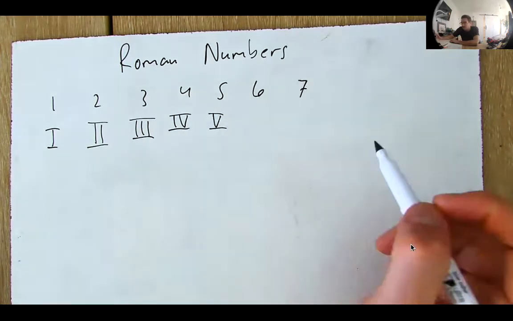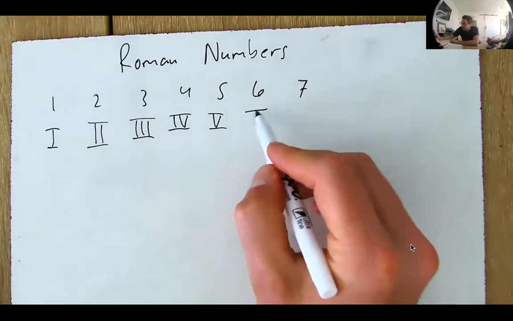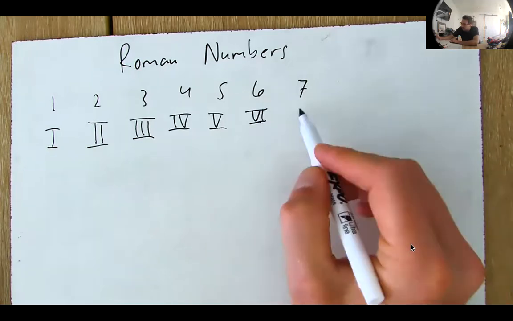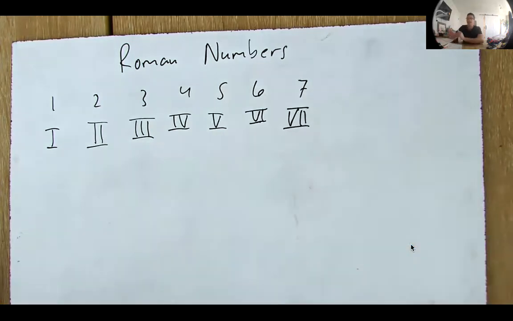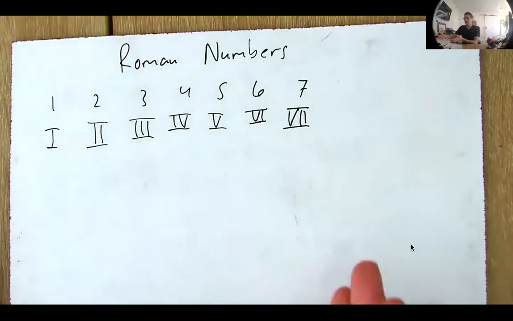Now what do you think 6 is going to look like? Well, you may have guessed that it's a little V with a 1 after, and 7 is going to be V with 2 after. That's how the Roman numerals work. You'll need to memorize the Roman numbers because you're going to need to use them when you're naming type 3 and type 4 ionic compounds.